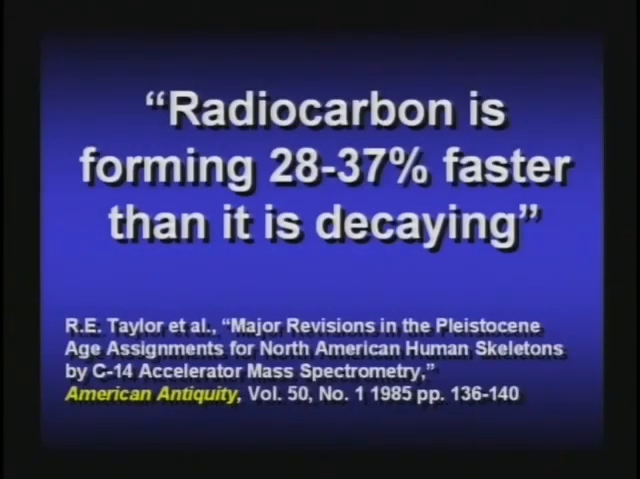30,000 years ago. Did you know they've discovered the Earth has still not reached equilibrium? Radiocarbon is still forming 30 to 40% faster than it's decaying. Now think about that. If radiocarbon is still forming faster than it's decaying, that means the Earth is less than 30,000 years old, number one. And number two, you can't carbon date anything.